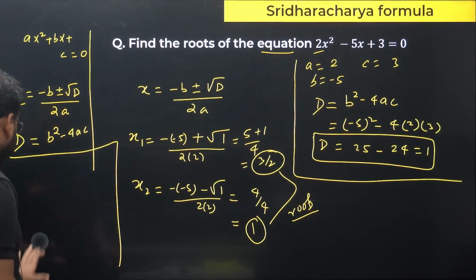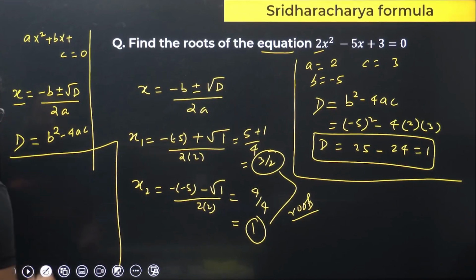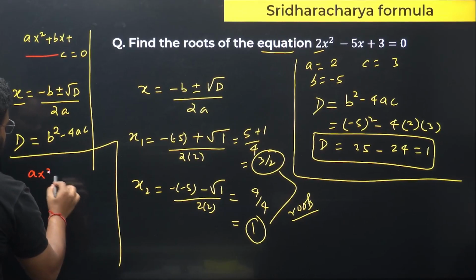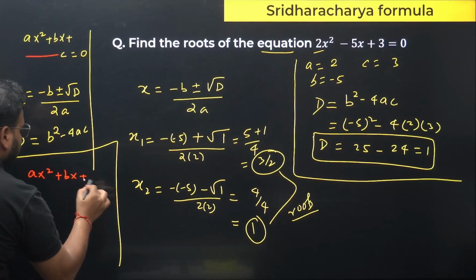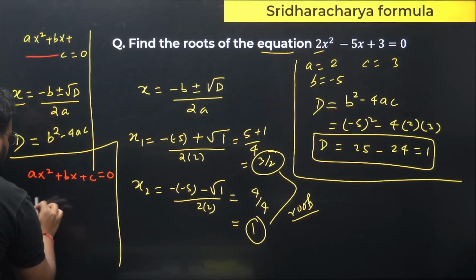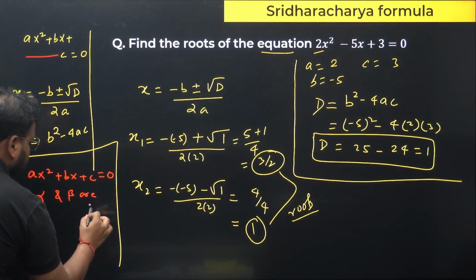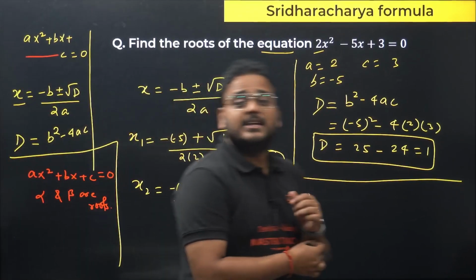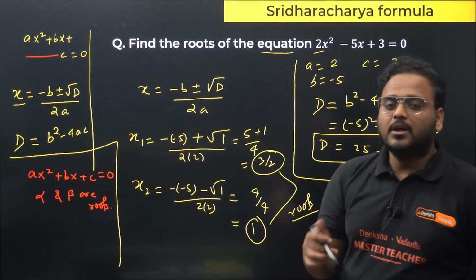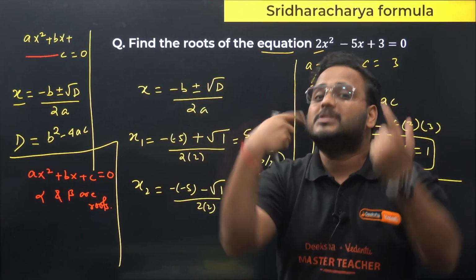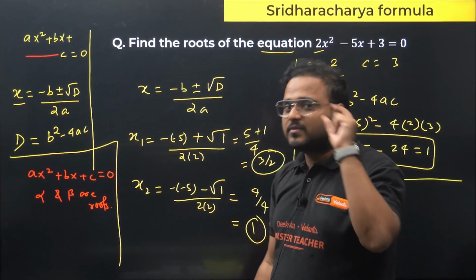Have a look. If you have an equation like this, ax square plus bx plus c equal to 0, and your alpha and beta are roots. In the case of a polynomial, these were called zeros. Remember, in the case of the polynomial, those values of the variable x which will make the entire polynomial equal to 0, that was called the zeros of the polynomial, right?